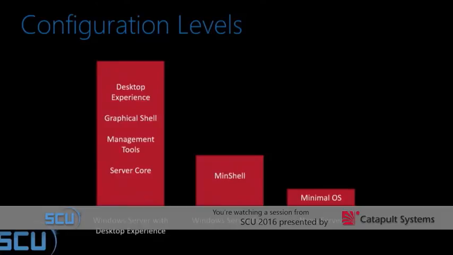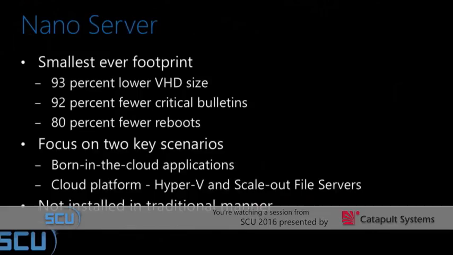Less patches, less reboots. And then for these born-in-the-cloud applications, for these hypervisors, for scale-out file servers, I'm going to use Nano Server. And what Nano Server is, it is the smallest ever footprint of Windows Server. So it's a 93% smaller VHD size. 92% fewer critical bulletins would apply to it. 80% fewer reboots. And it's really focused on two key scenarios: these born-in-the-cloud, these new applications, and the cloud platform itself. Think Hyper-V servers, think these scale-out file servers.